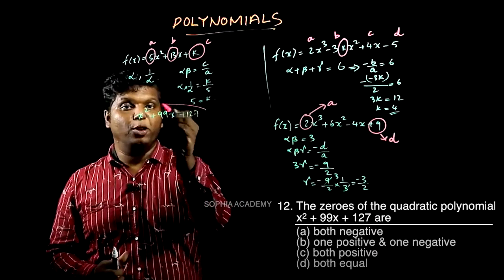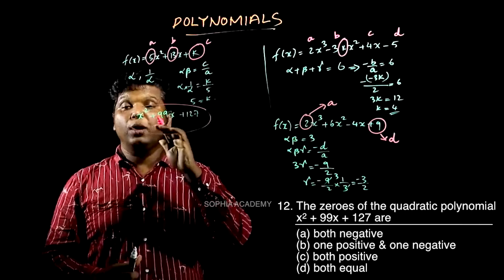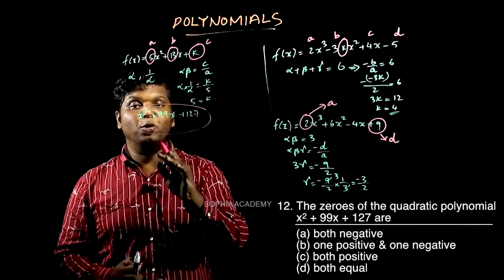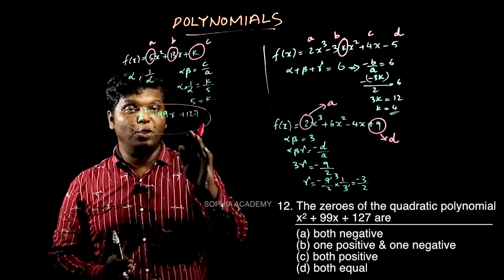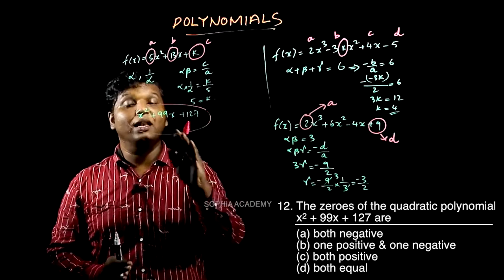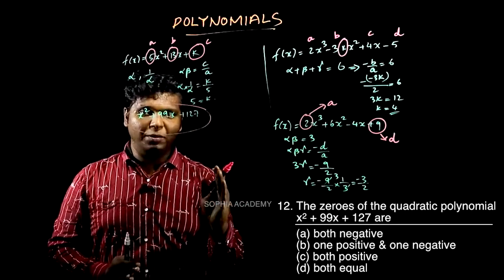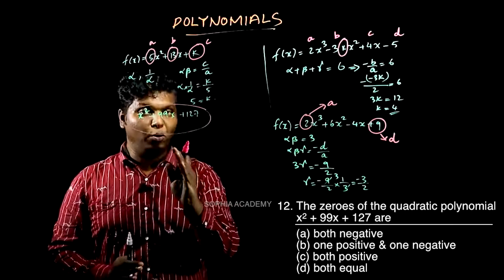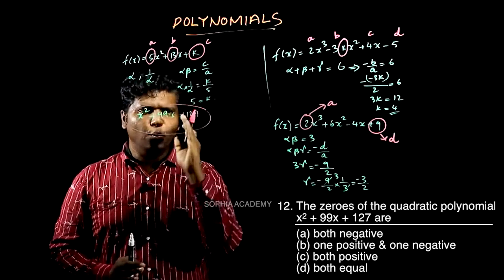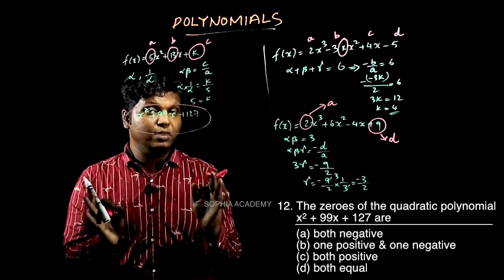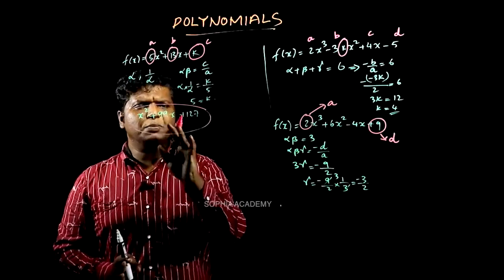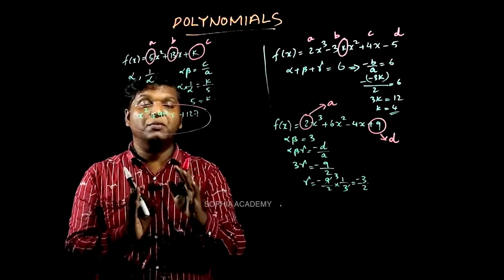Here you can see a polynomial is given, and you have to say whether the roots, the zeros of this given polynomial, both of them are positive, or both of them are negative, or one is positive and one is negative, or they are equal. These are the conditions, right? So just by seeing this one itself, you have to mention whether they are positive or not.